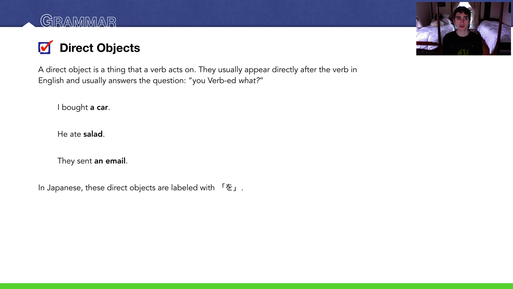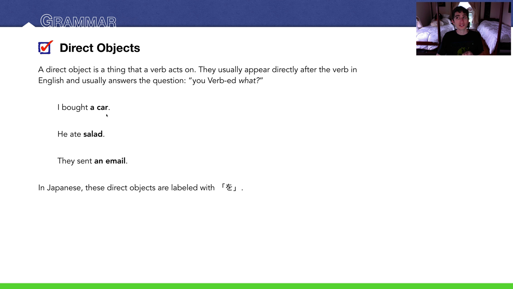Okay, getting into our grammar, direct objects. Now, direct objects are nouns. Things that you do an action on or towards or with, okay? For example, I bought a car. He ate salad. They sent an email, all right? Now, in English, direct objects usually appear right after the verb. So, here's a verb, bought, and then the direct object comes right after, a car.